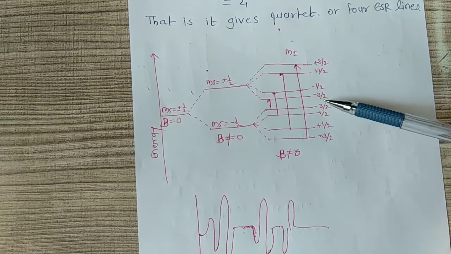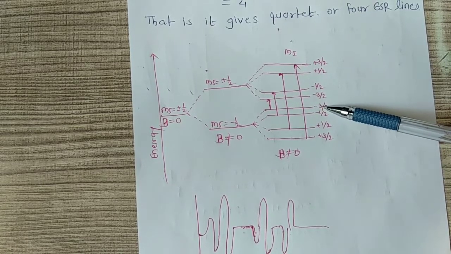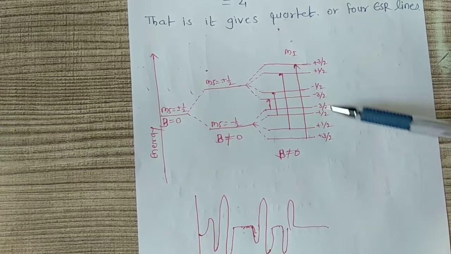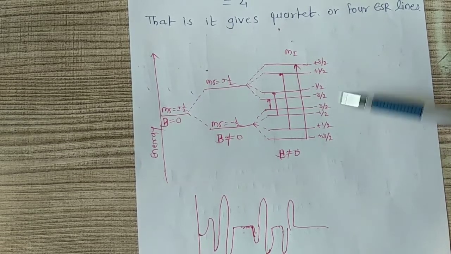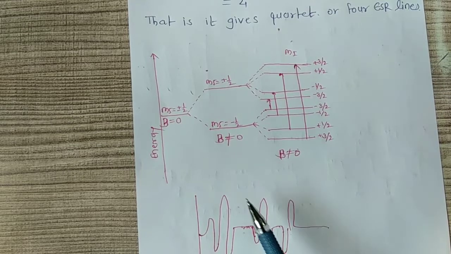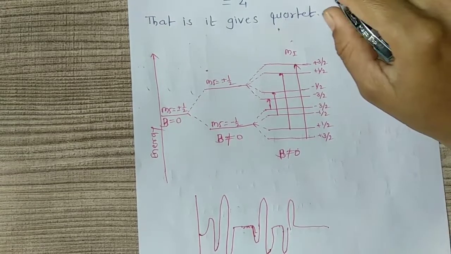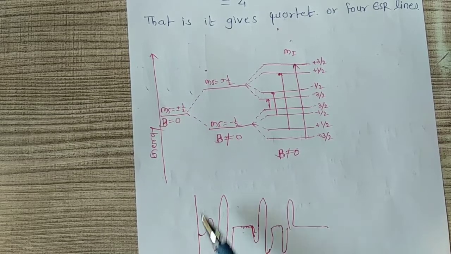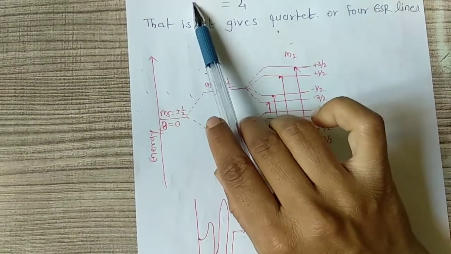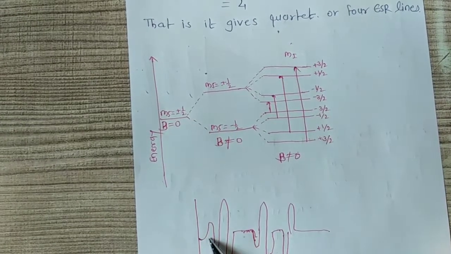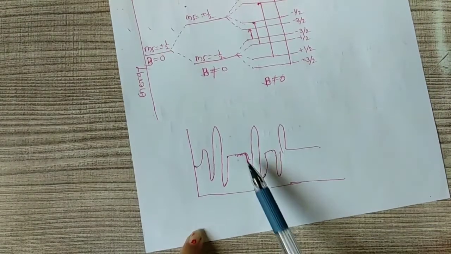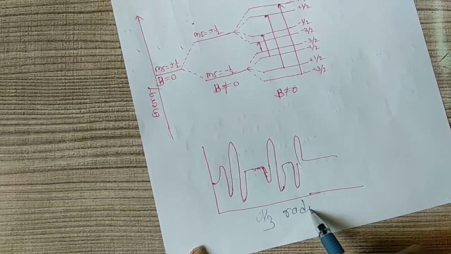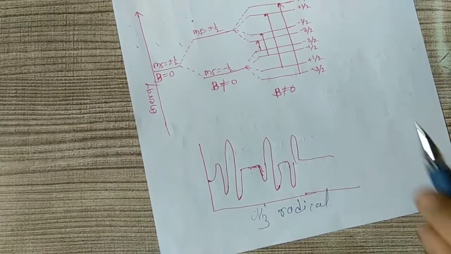Then the first peak is from minus 3 by 2 to minus 3 by 2, then minus half to minus half, plus half to plus half, and plus 3 by 2 to plus 3 by 2. Means in the ESR spectrum, the methyl radical gives 4 peaks, that is 4 lines, which we have calculated from the formula 2NI plus 1. This is the ESR spectrum for the methyl radical, CH3 radical. Okay.